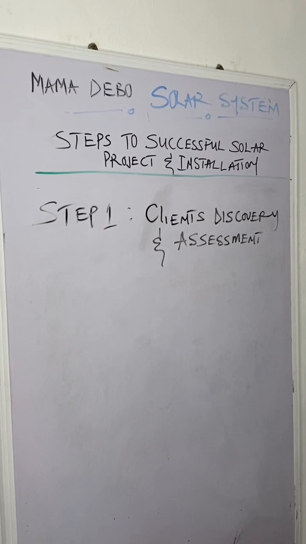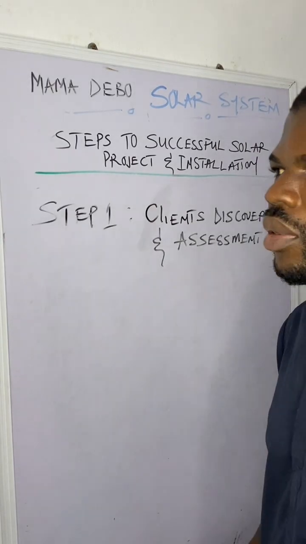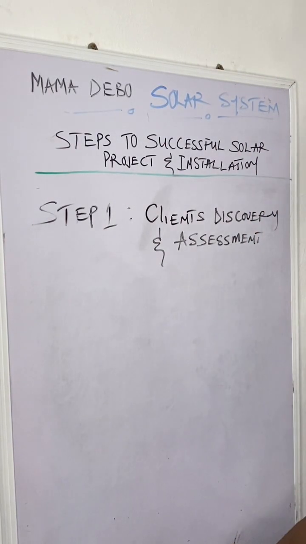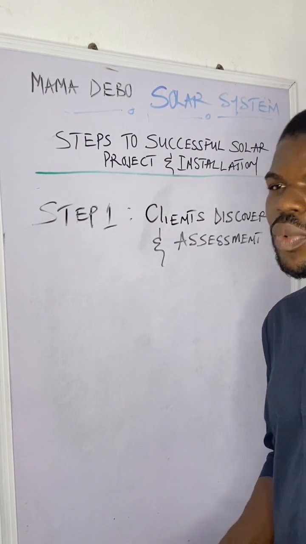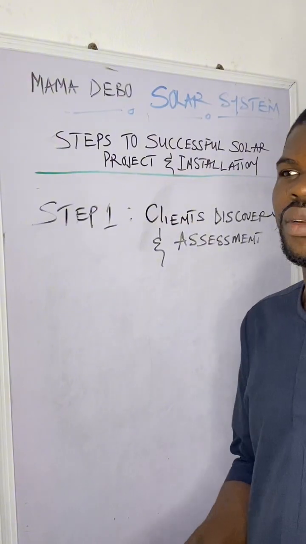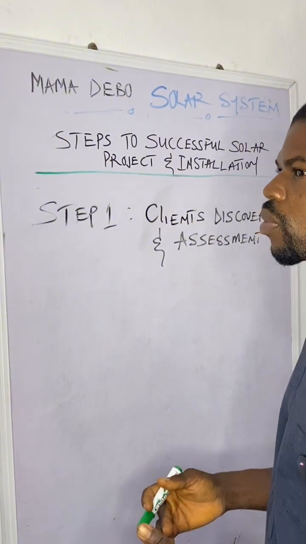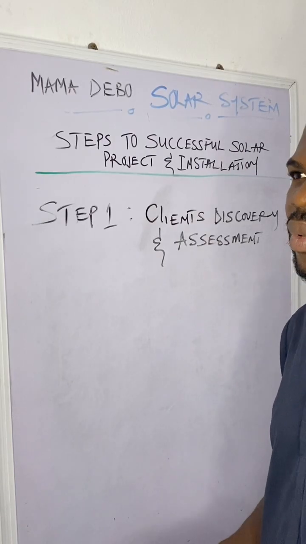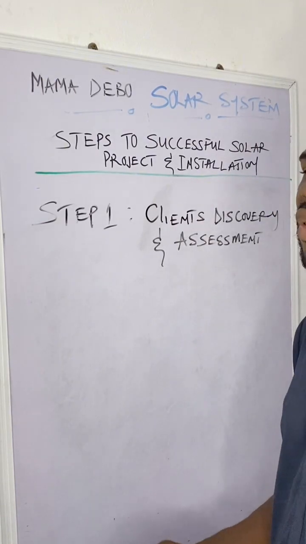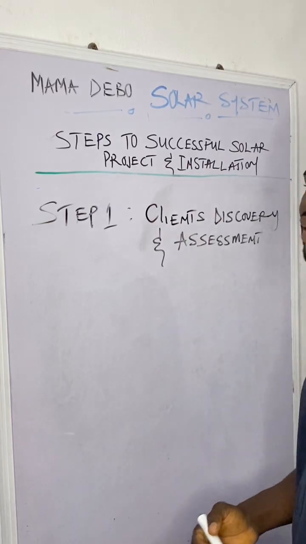These are the steps to follow for a successful solar project and installation. Remember that for every successful solar installation, there are steps that you are supposed to follow, from client discovery to the final step. Now, one of the major steps, the first step, is client discovery and assessment.